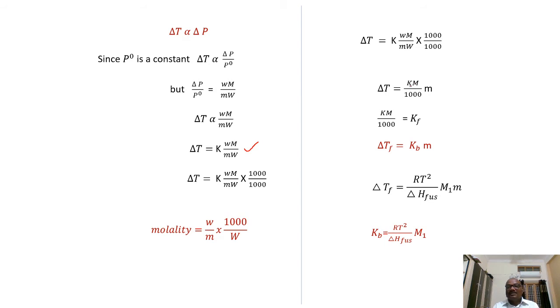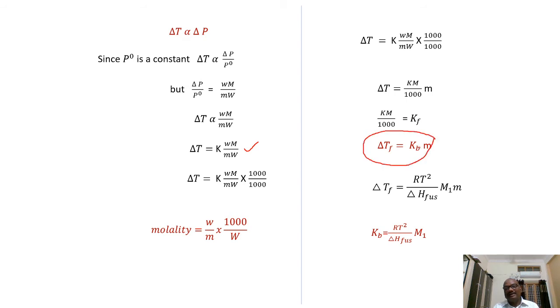So K is a constant, M is also a constant. Why? Because M is the molecular weight of solvent. It will be constant for a given solution, and 1000 is also a numerical value. That's why Km by 1000 is a constant. So we can write Km by 1000 is equal to Kf. That's why delta T is equal to Kf into molality.